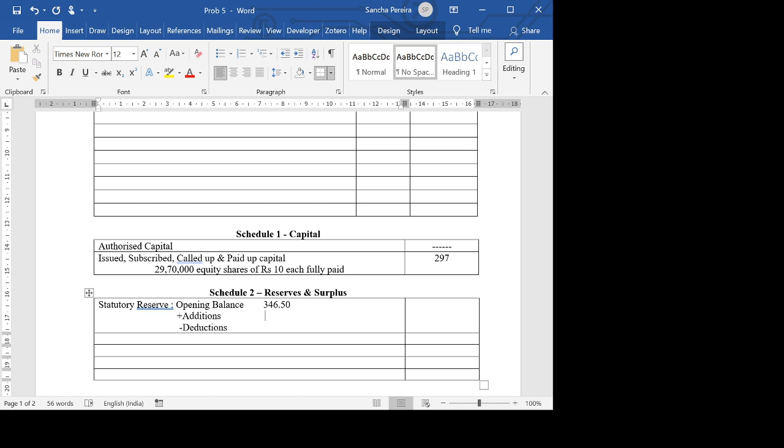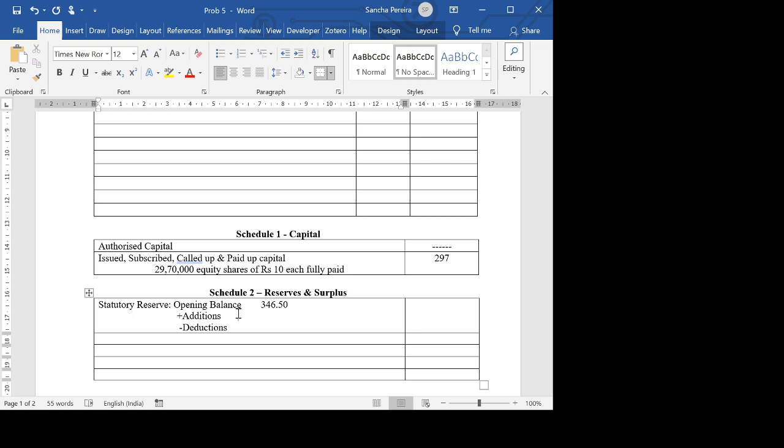Additions. Now, what are additions? Additions are basically the transfer made to the statutory reserve during the year. And we know that every year, whether it's mentioned or not, 20% of the net profit has to be transferred to the statutory reserve. Now, what is 20% of the net profit? First, we need to know what is the net profit.